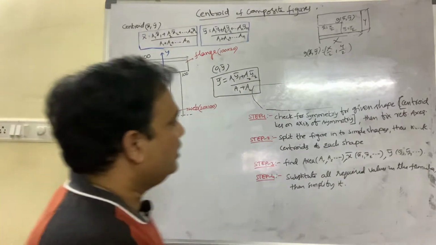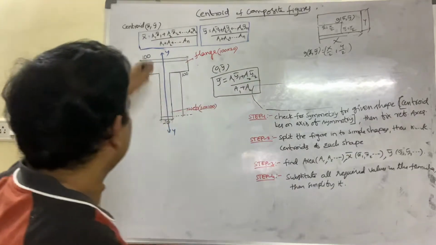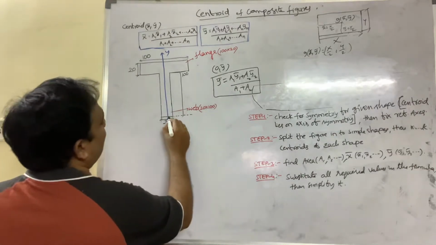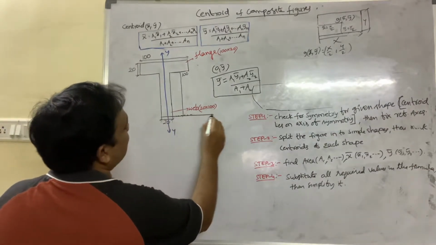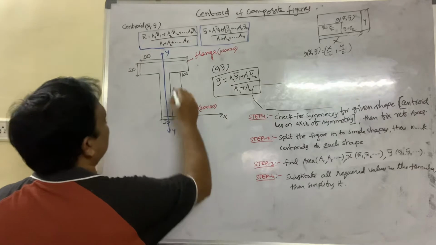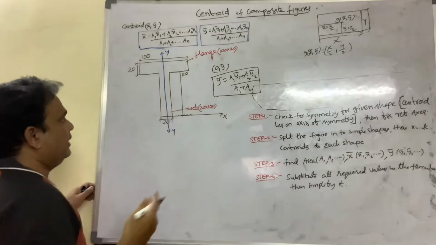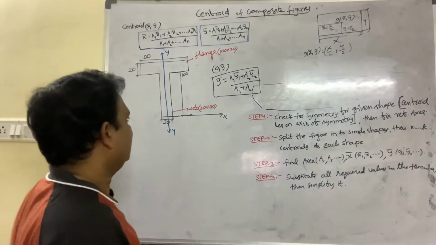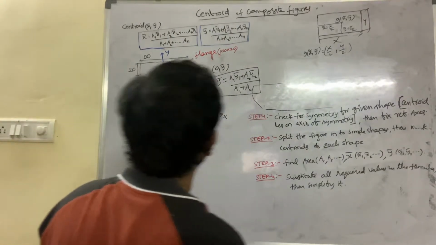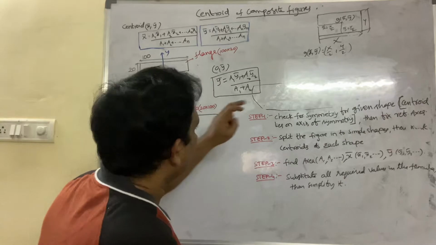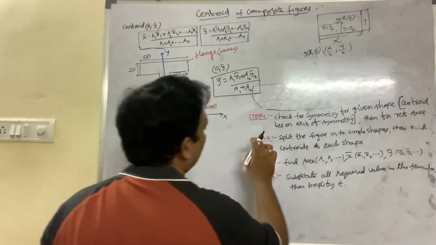Next, fix the reference. This is the y-axis, and let us fix this as x-axis. We can fix the x-axis on the top of the flange also. That is our choice. At any point we can choose the x-axis. So let us say this is y-axis and this is x-axis. Then go to step 2.